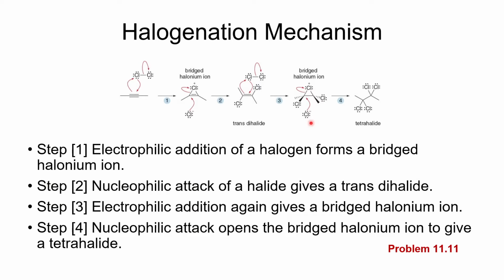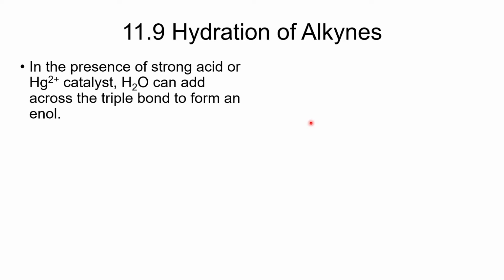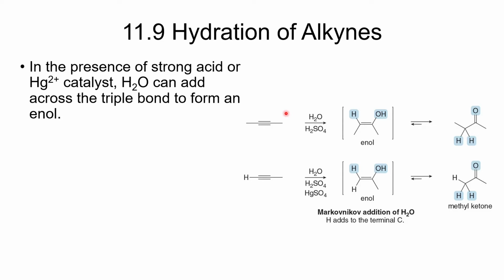Okay, so let's go back and look at the next reaction, which is the hydration of alkynes. The hydration of alkynes is again similar to the hydration of alkenes, except something interesting happens. In the presence of a strong acid, and sometimes we'll need to use the mercury 2 catalyst, which I'll talk about in a minute, we can add H2O across a carbon-carbon triple bond. When we add it across the carbon-carbon triple bond, we will get a compound that is called an enol.